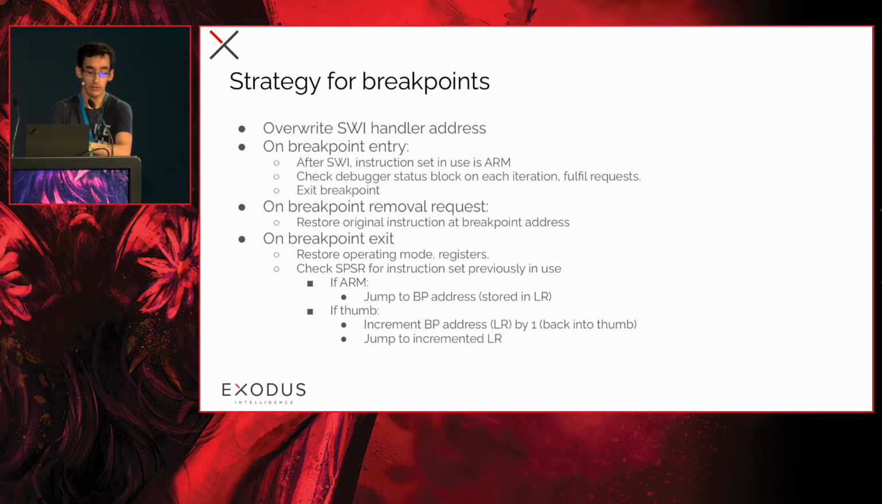And when we are attempting to exit the breakpoint, we are going to restore the operating mode of the processor as well as the registers. Before we jump back to the breakpoint address, we're going to call call_sleep_task, and if we were executing ARM, we're going to just jump to the breakpoint address, which should be given by the link register. If it was Thumb, we just need to increment the breakpoint address by 1, which we took from the link register, and we're going to jump to the incremented link register, which is basically going to bring the processor back into Thumb mode.